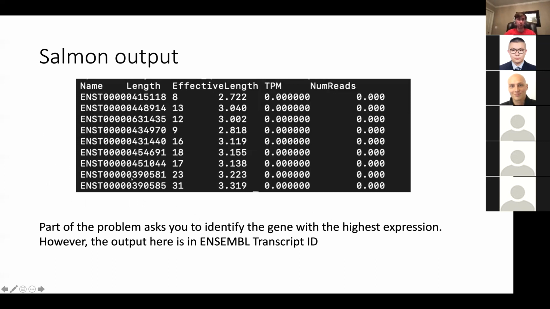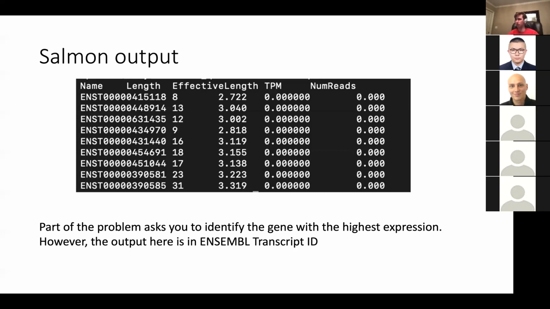So the rows here are transcript IDs. I think it's called Ensembl transcript ID, followed by length in kilobases, effective length, TPM, and then the read count. And these are all 0, so these genes aren't expressed. But somewhere in this file, there will be genes that are expressed.